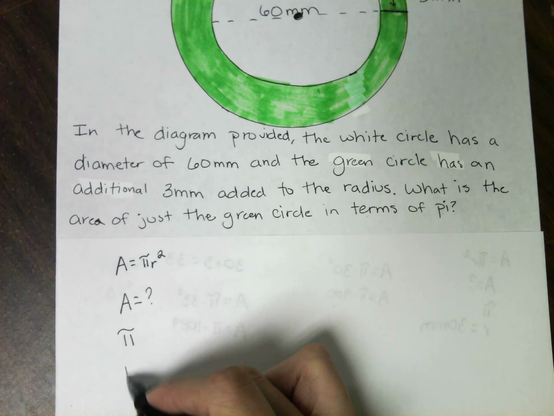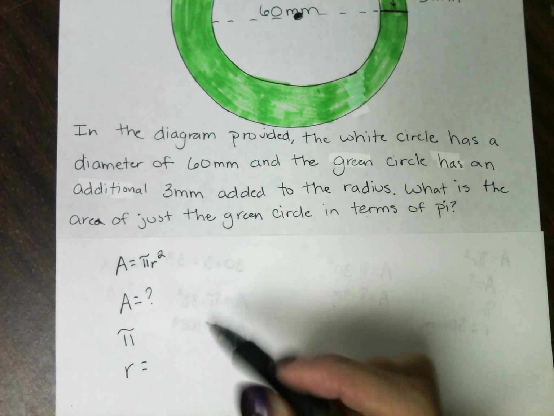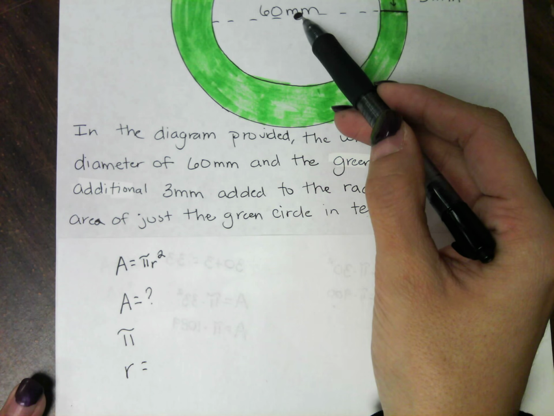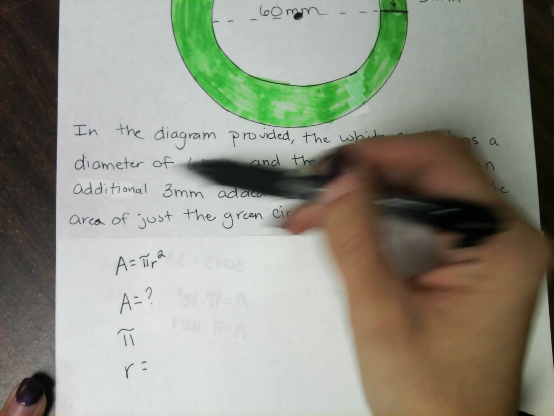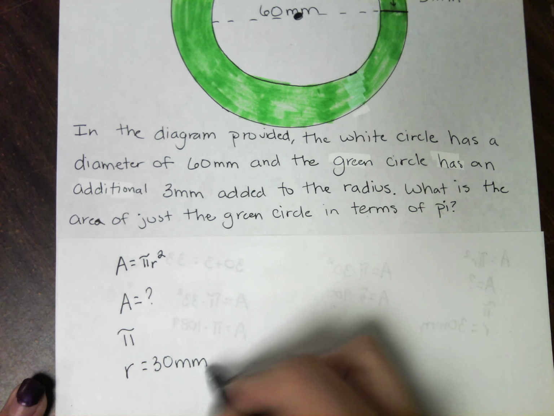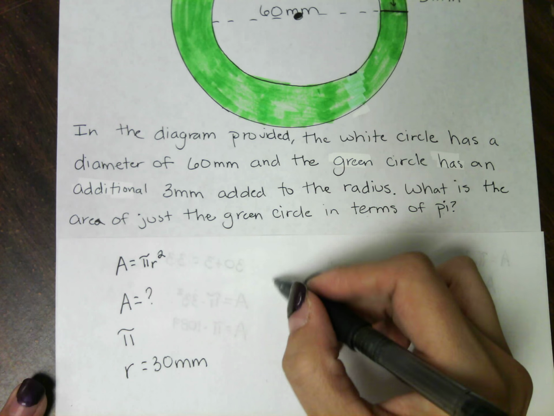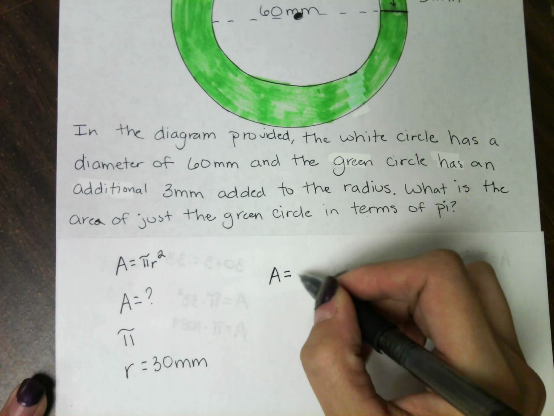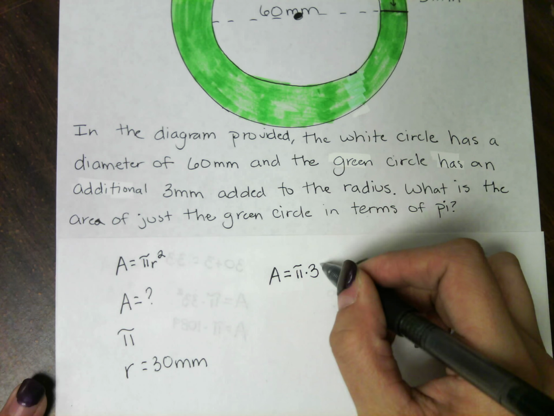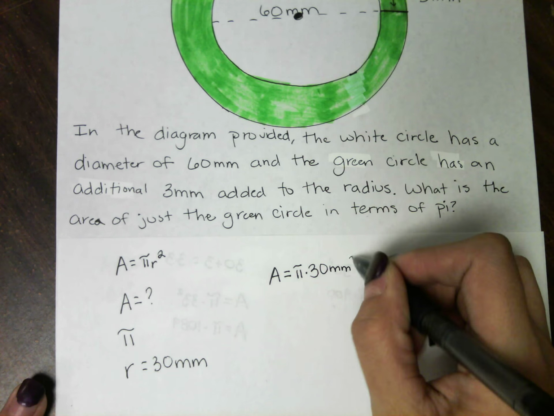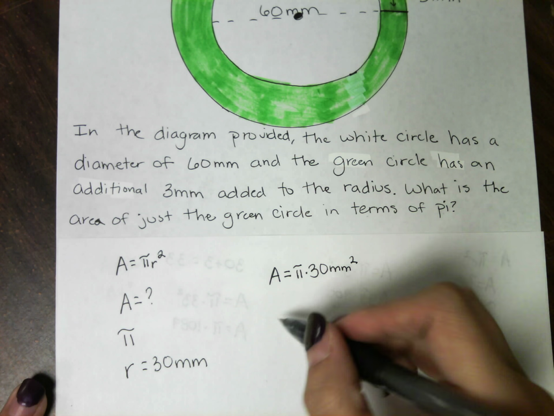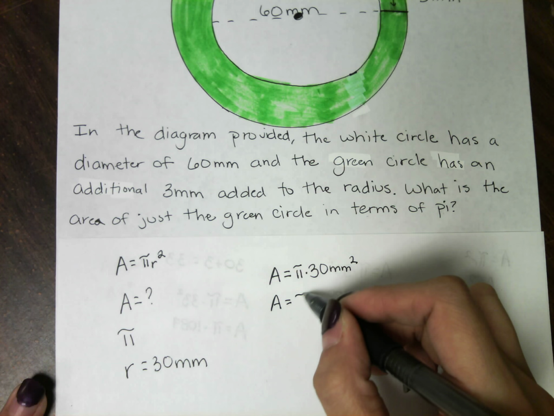And then the radius, in this case, for the white circle, we're going to do this for the white circle first. We know 60 millimeters is the diameter, which also says it right here, which half of that is going to be 30 millimeters. So now, as puzzle pieces, I'm just going to plug this in. A equals pi, and then 30 times 30 millimeters squared. I've already done the math, but 30 times 30 is going to end up giving us 900.